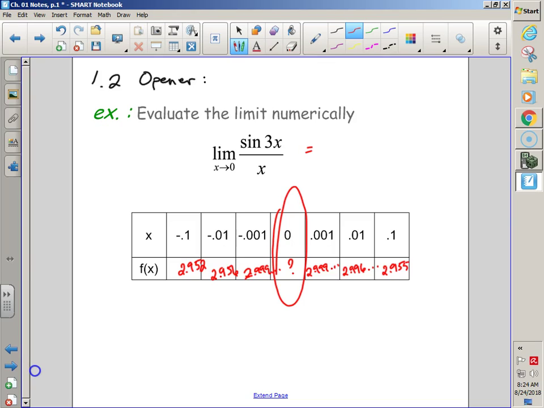Thanks, Nick. What we care about is the approach. And are both sides agreeing on what y values they're approaching as you plug in these x's going to 0? Definitely. And the limit answer is... Where else do you see a 3? Right there. I wonder if that's a pattern.